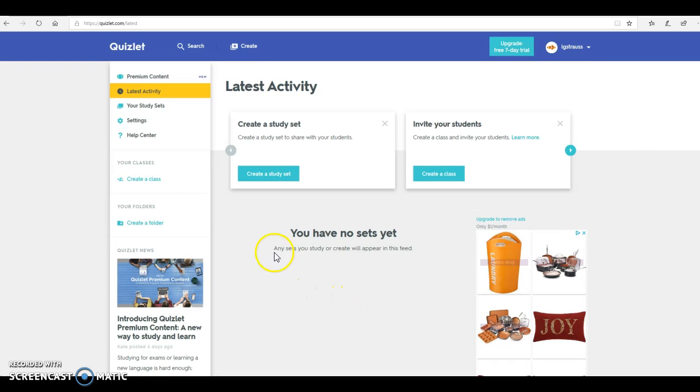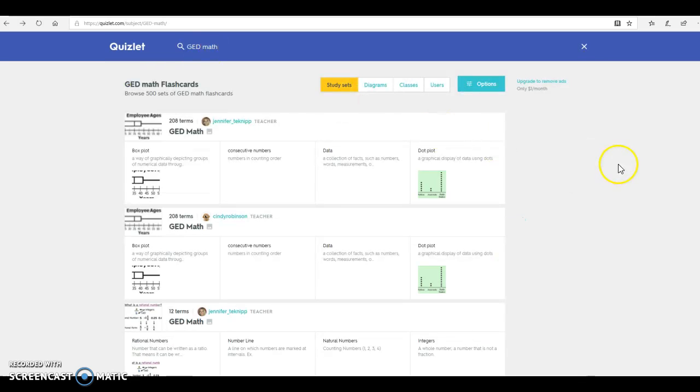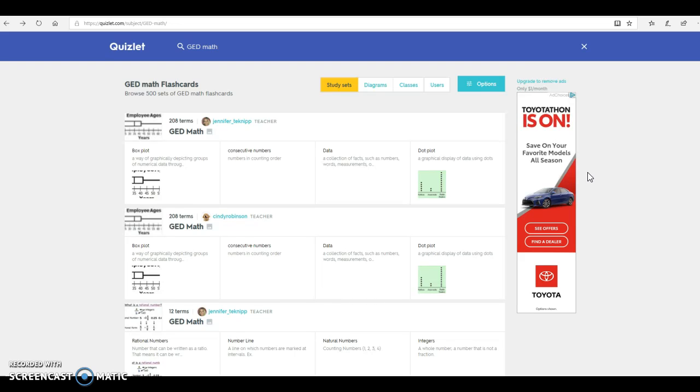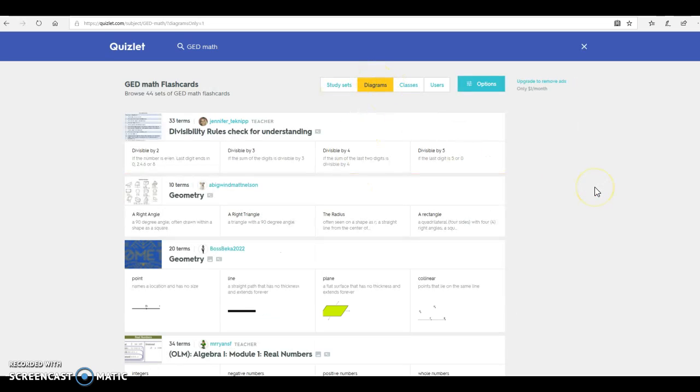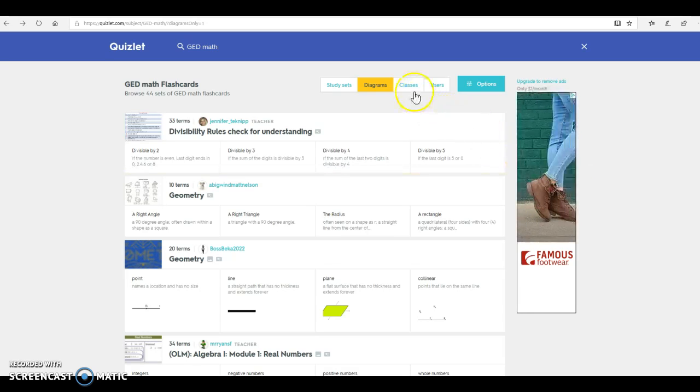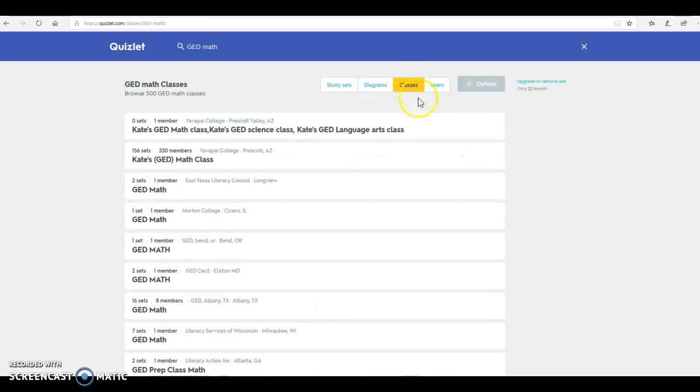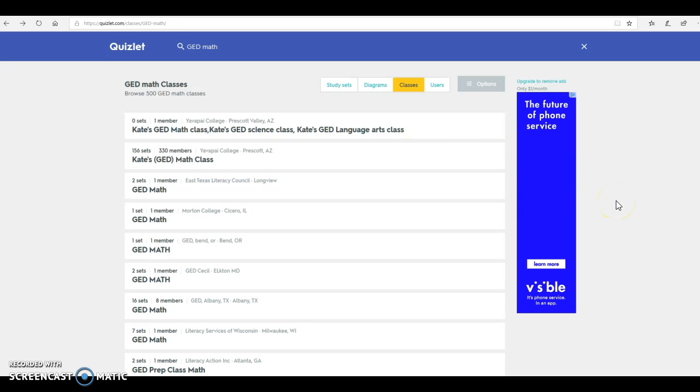I appreciate that this is one that has so much information. You can create a study set for just about anything. There are already several that are easy to access that have been created. As you can see, there's 500 sets just of GED math flashcards. There is access to diagrams, access to classes. It's really a good resource, I think, for our students who may just need a quick little refresher.